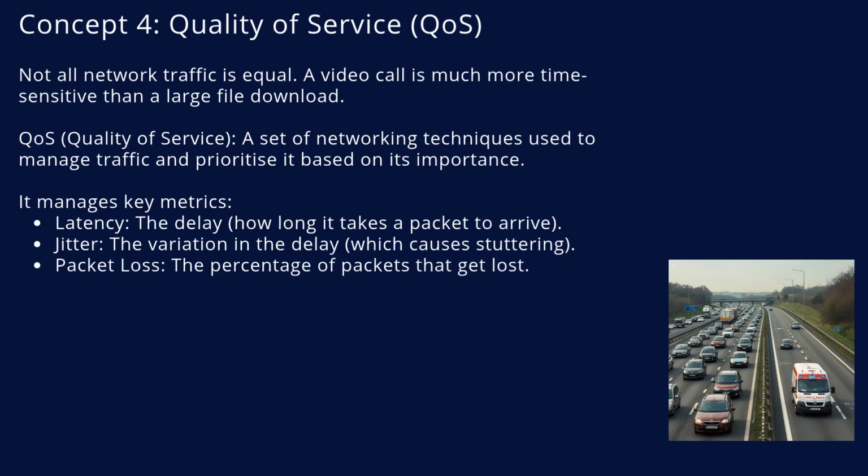To do this, we manage a few key metrics. Latency is the delay, how long it takes one car to get from A to B. Jitter is the variation in that delay, which is what makes video calls stutter. And packet loss is the number of packets that just get lost along the way.